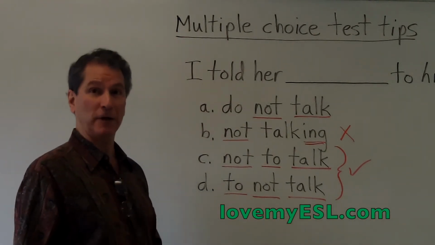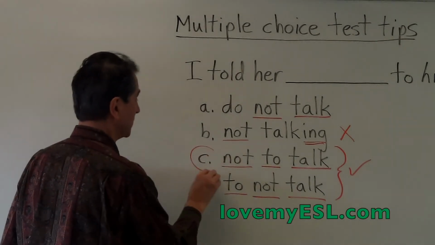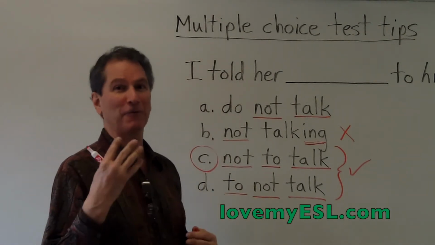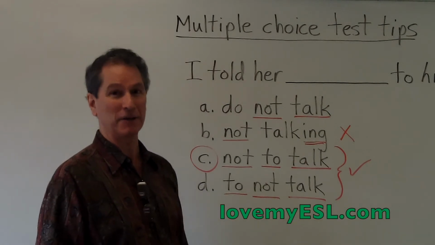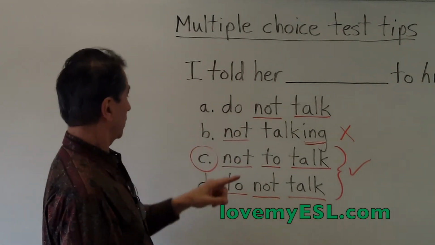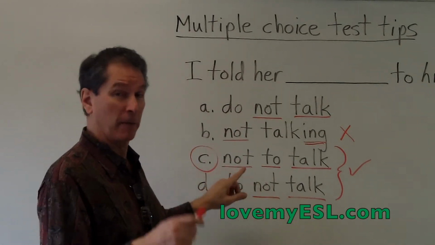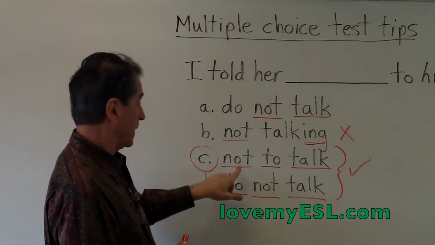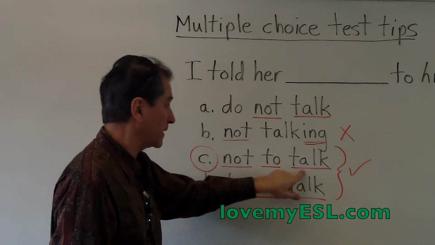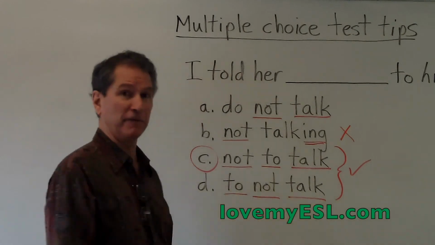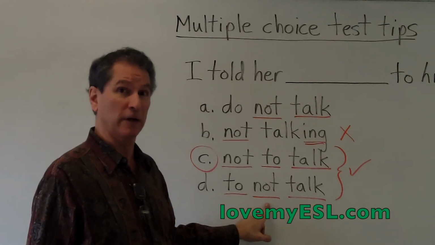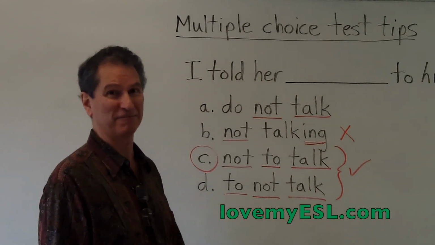And for those of you who already know the grammar here, C is your correct answer. It follows all 4 of those rules about getting the correct answer on there. I told her not to talk to him. And by the way, the grammar here is: not goes before the infinitive, not in the middle of the infinitive. Although many people do it here, it's still considered incorrect.